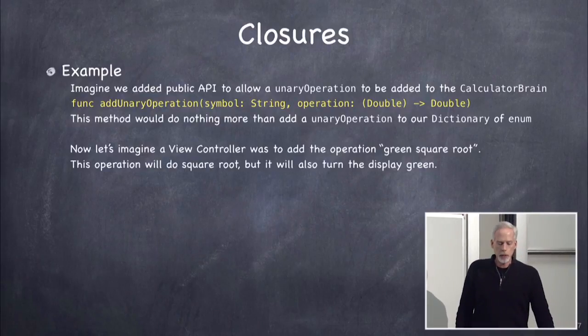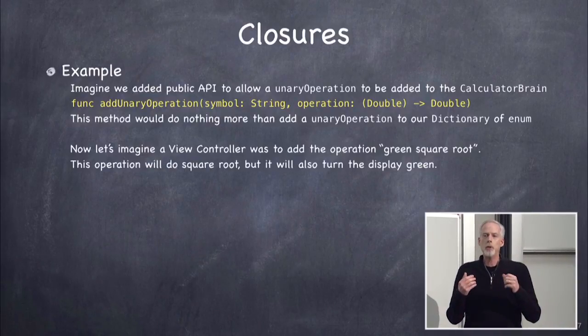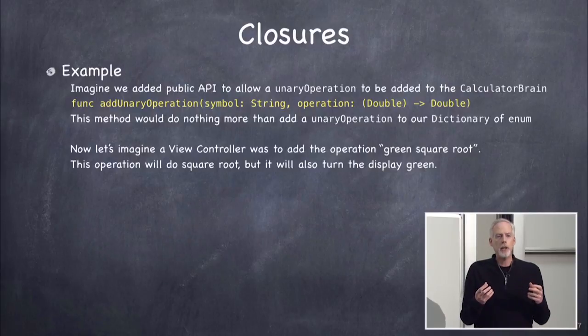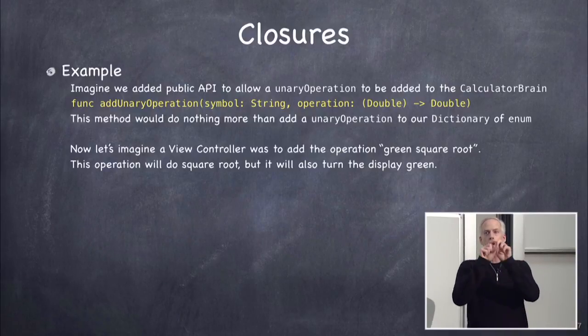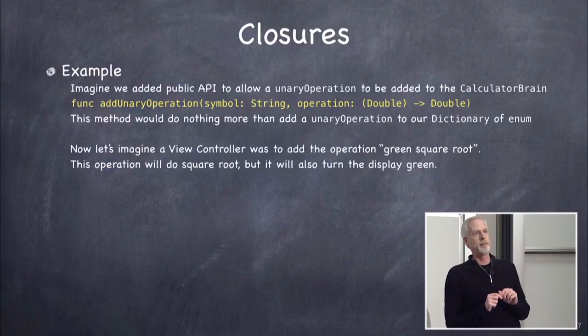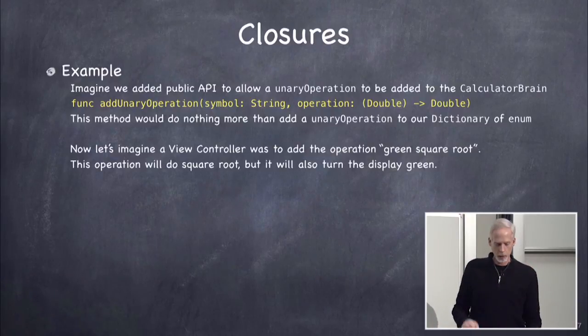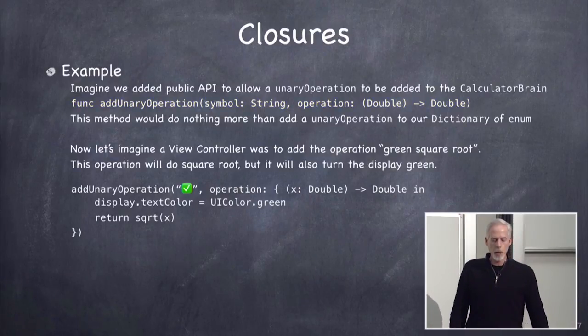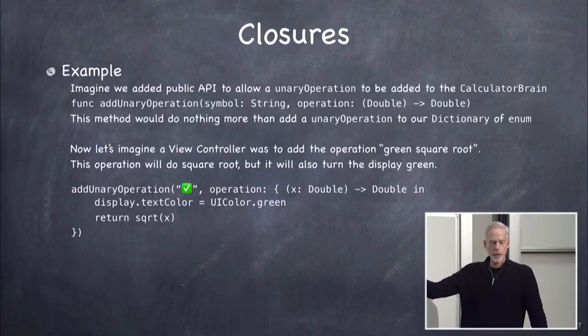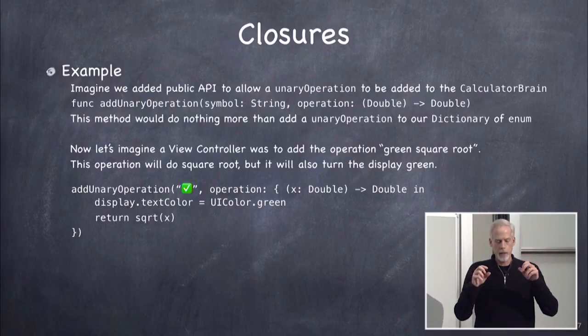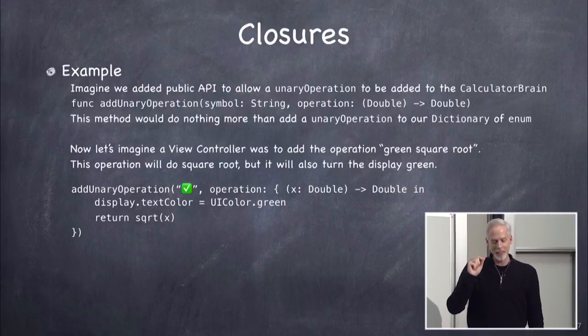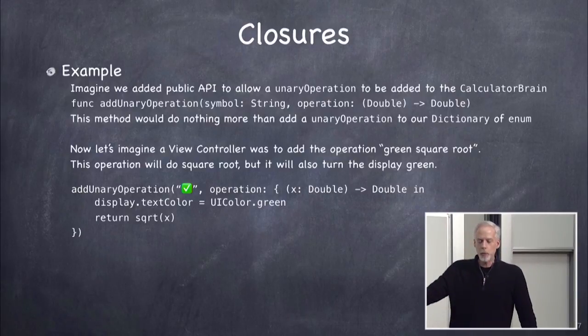And let's see what it would look like for a view controller that wanted to, for example, add a unary operation which is square root, but it turns the display green. I call it green square root. So what would it look like to write something like that? Well, I would call add unary operation, give it some symbol. I'm going to have it look kind of like a green square root. That's pushing it, but that's kind of what it looks like. And it would pass in the operation for green square root.